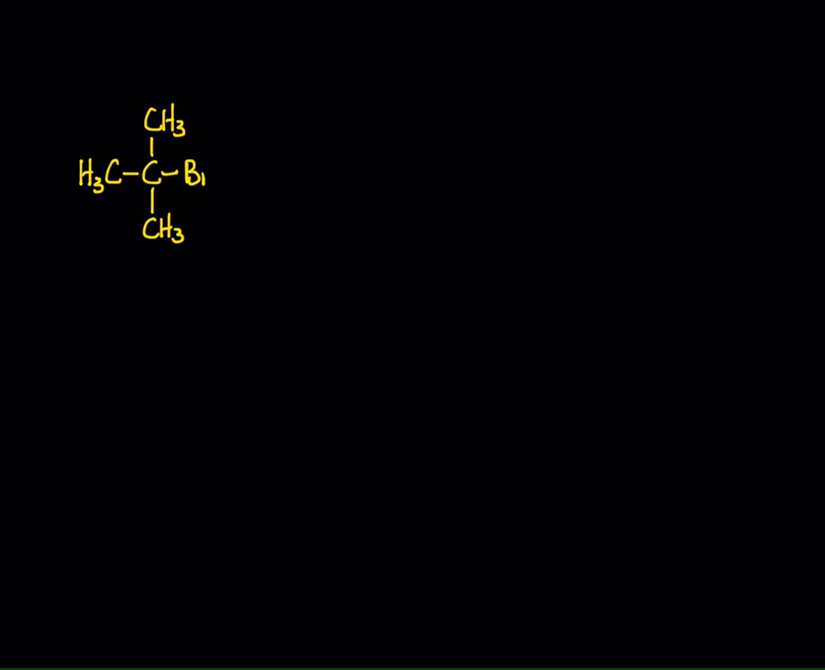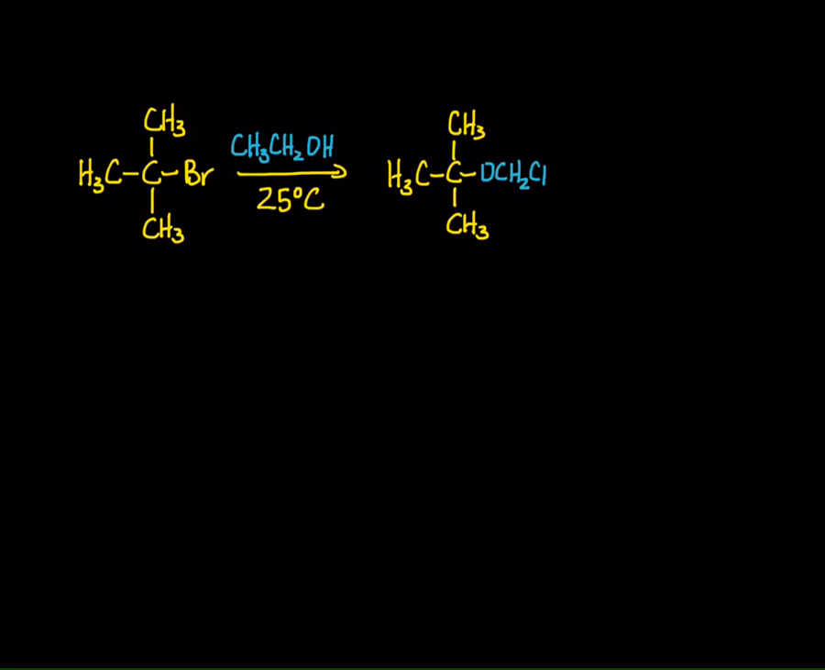So here is an example. I take tert-butyl bromide and I react it with ethanol at 25 degrees. Now, in the previous chapter, we'd say, okay, this is a substitution reaction. I have a tertiary alkyl halide. I have an alcohol, so this is ethanolysis, right? A solvolysis reaction. And we would expect to see a substitution reaction, and this would be the substituted product. We would form an ether.